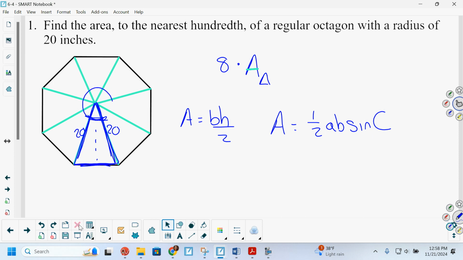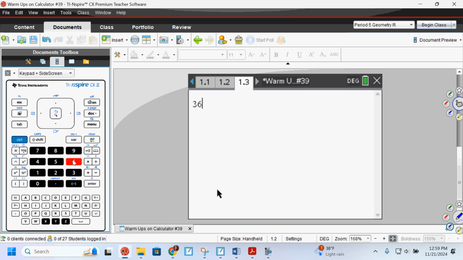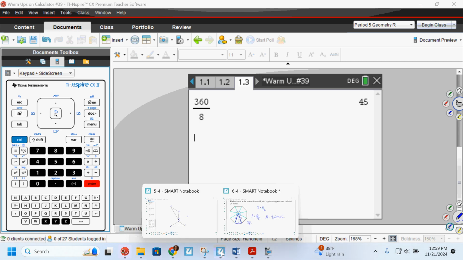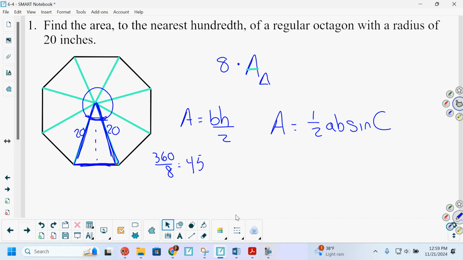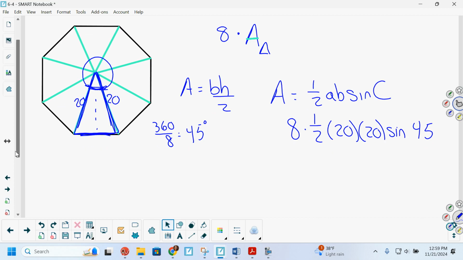Well, all the way around makes 360. So 360 divided by 8. I'm going to figure out what that is. 45 degrees. So that means my formula is 1/2 AB sine of C, which is 45 degrees. That's the area of one triangle. How many triangles do I have? I have 8. So I just have to put this in my calculator and I have my answer.